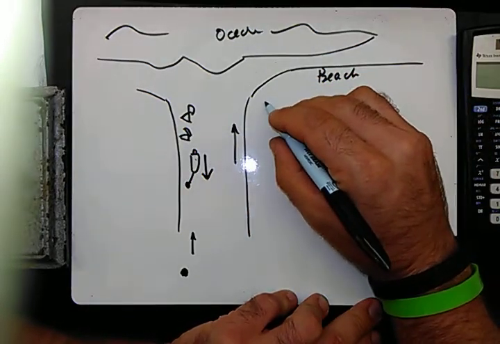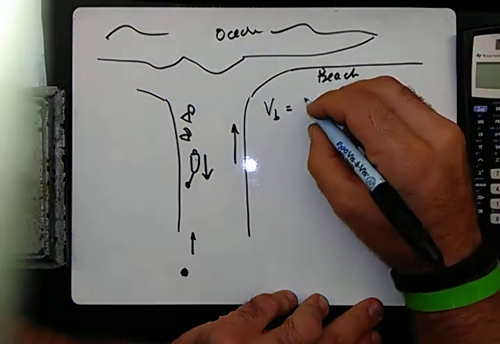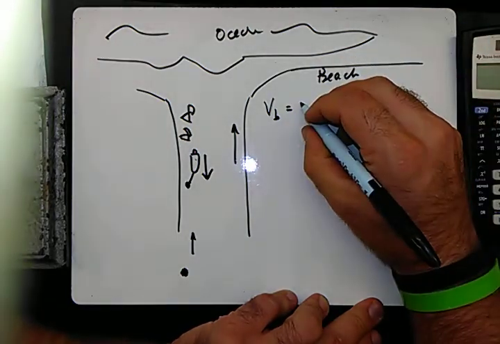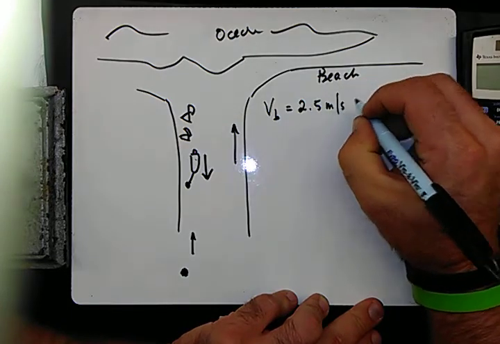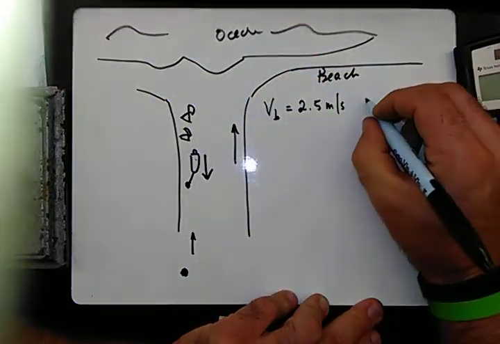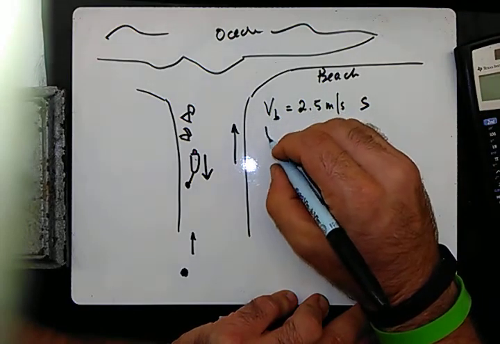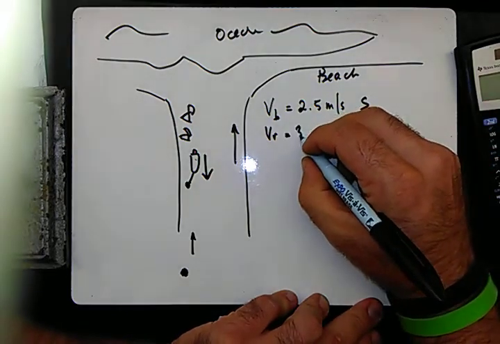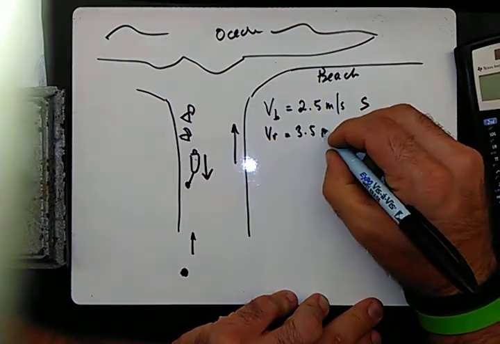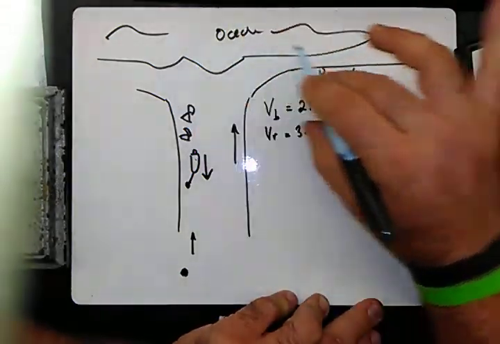Okay, let's put some numbers on this. So the velocity of my boat, max velocity, it wasn't much. We'll say it was about 2.5 meters per second. And in this case, I want to go back south, so I'll put a heading on it. The velocity of the river, okay, let's put a number on that. Let's say it was going 3.5 meters per second, and it was going north into the ocean.